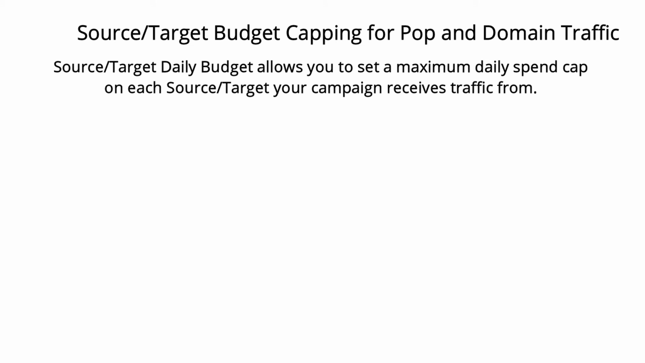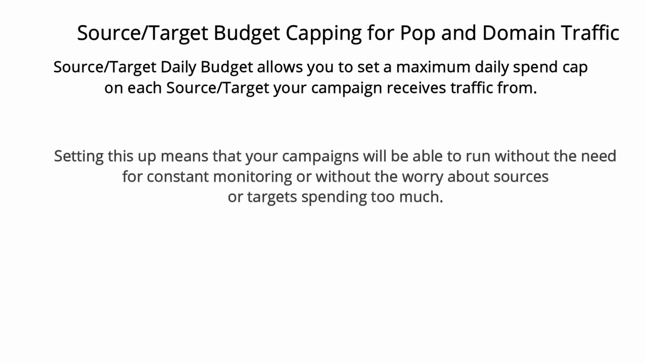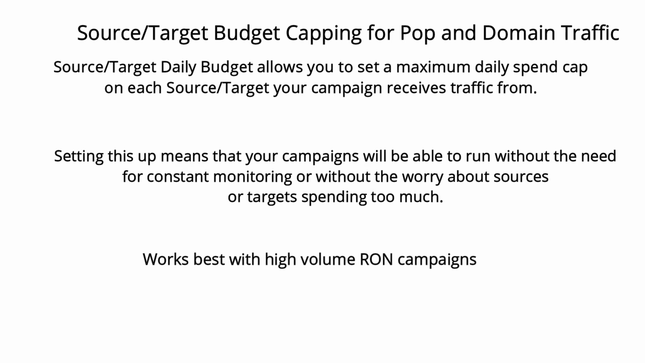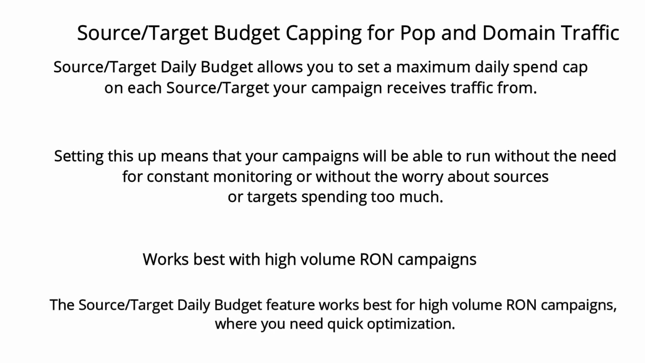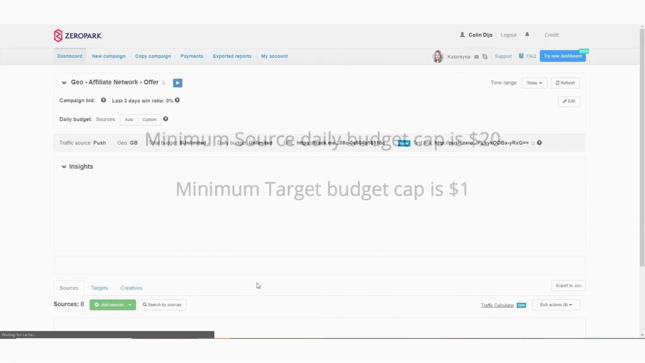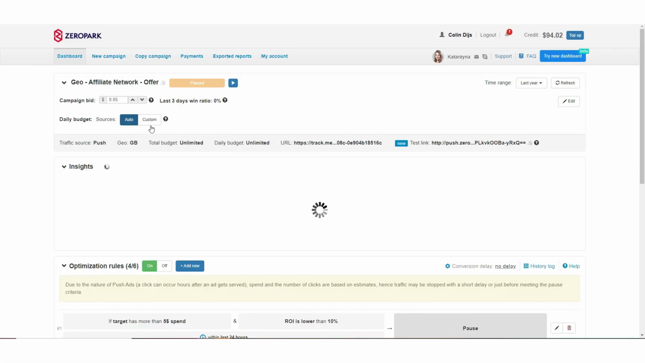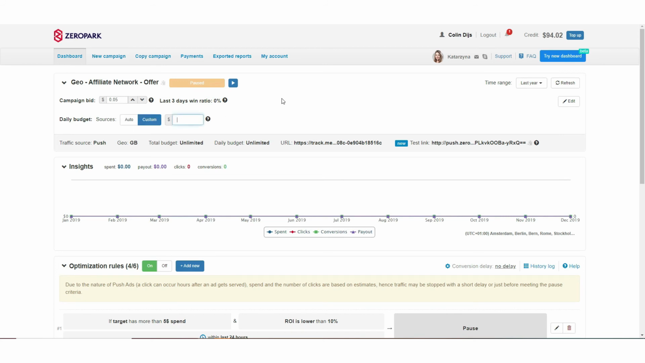So setting this up means that your campaigns will be able to run without the need for constant monitoring or without the worry of sources or targets spending too much. The source or target daily budget feature works best for high volume run on the network campaigns where you need quick optimization. You can also use it to prevent any anomalies affecting your campaign, such as spikes in traffic volume. The minimum daily source budget cap is $20 and the minimum daily target budget cap is $1.